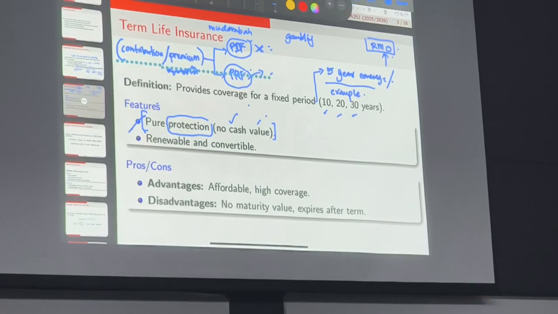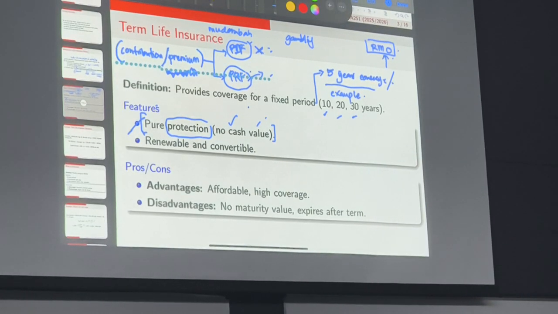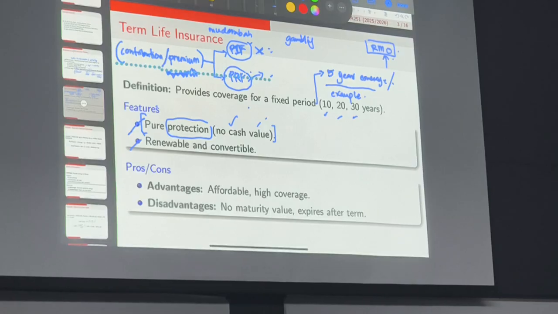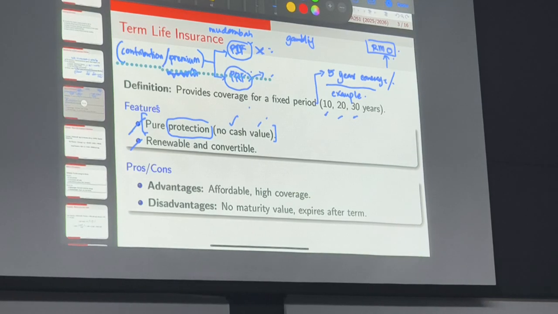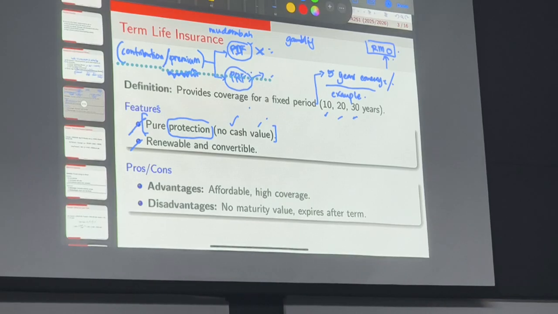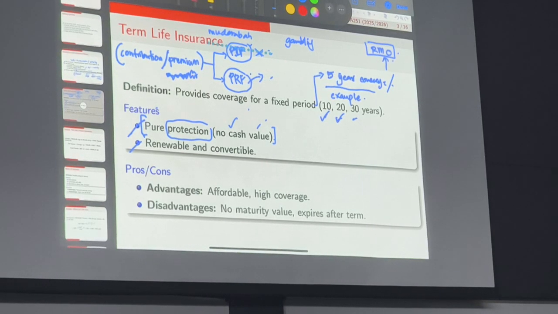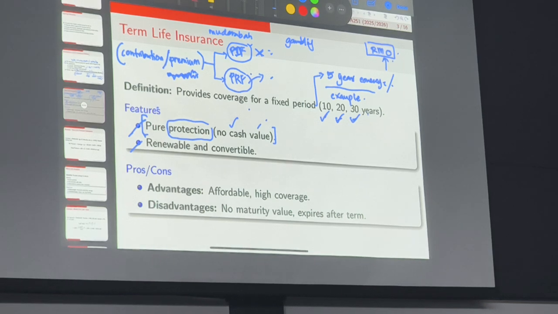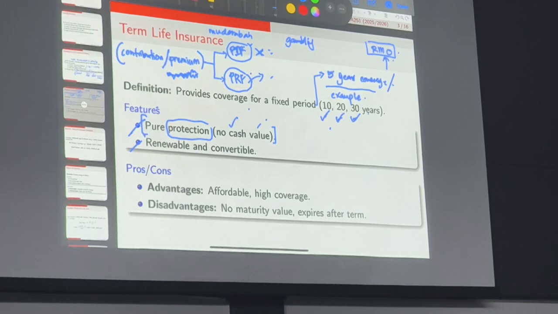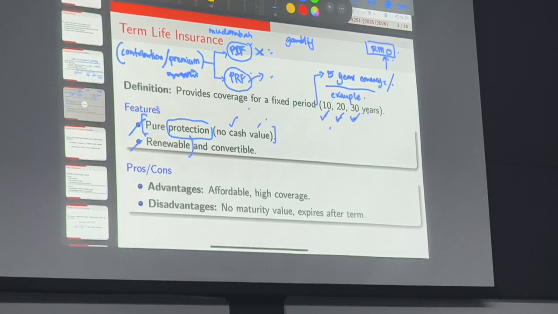Okay, what happens again after 5 years? It is renewable. We can sign up another 5 years of coverage again, or we want to upgrade to 10 years, 20 years or 30 years. Yes, you may do so. So it is renewable.